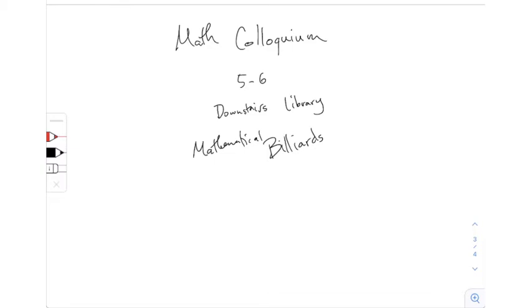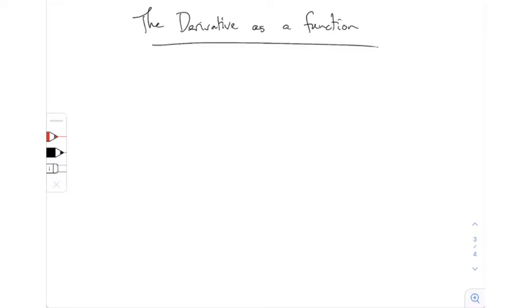Okay, great. Let's go on to the next section in the book. It's called the derivative as a function. Thus far, we have been considering only the derivative at a specific point, which represents the slope of the curve at that point. And in the real world, it represents how fast the function is changing at that moment.